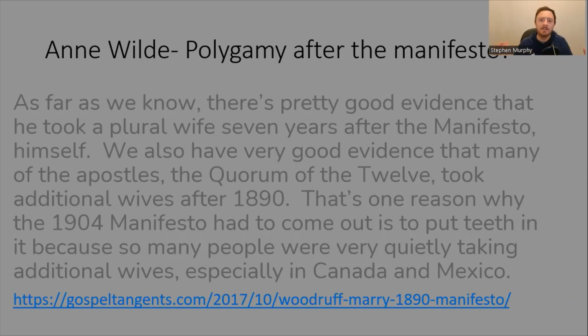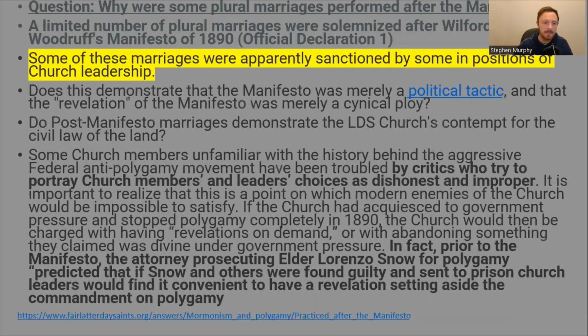Now, this is kind of disconcerting. I didn't learn about this until a couple of years ago, that even though the 1890 Manifesto is said to be when the church completely stopped polygamy, no, even some of the church members, and particularly the leaders, even Wilford Woodruff, publicly stating that the church has stopped the practice, in secret, were still performing plural marriages, which I won't defend. I think that's really bad.